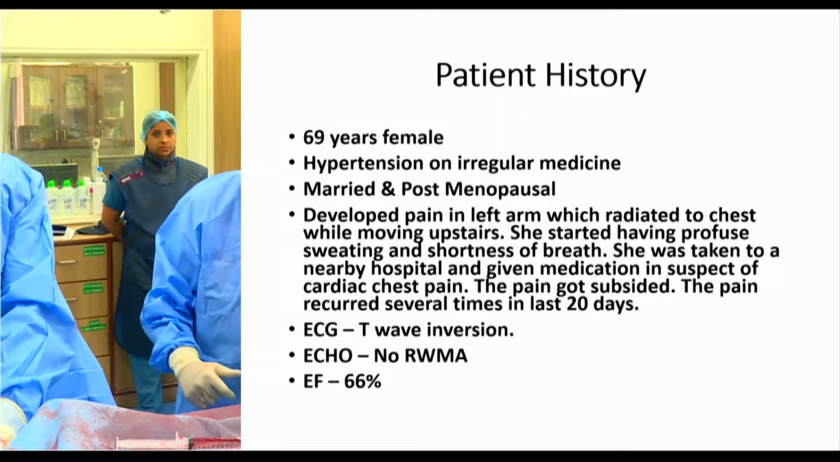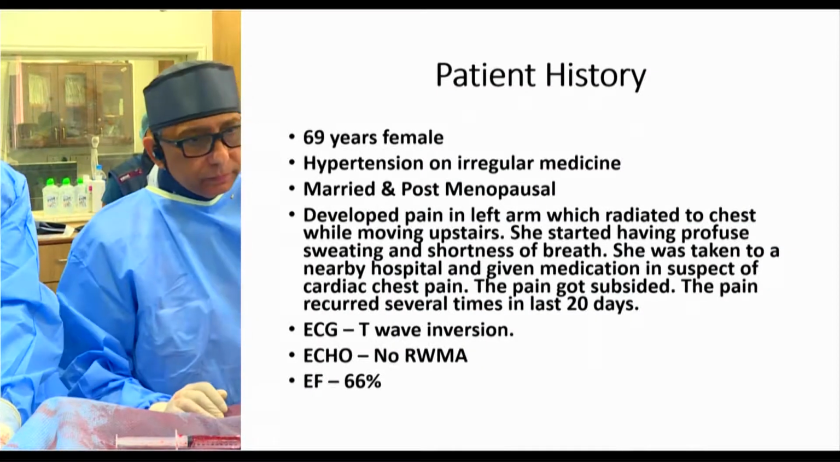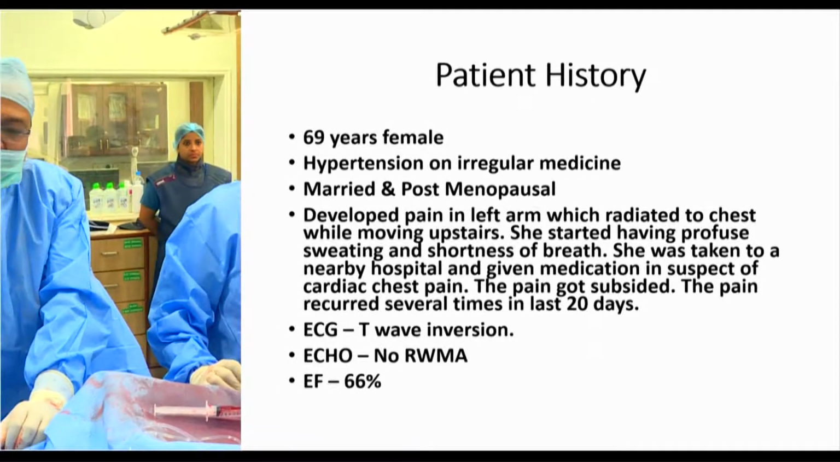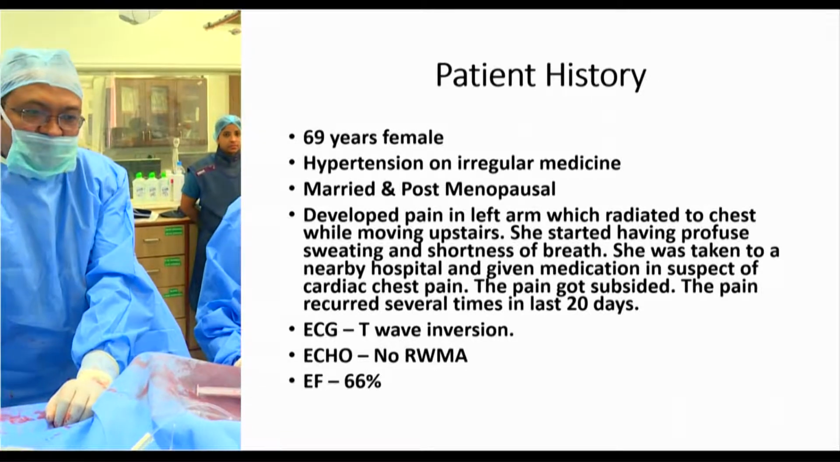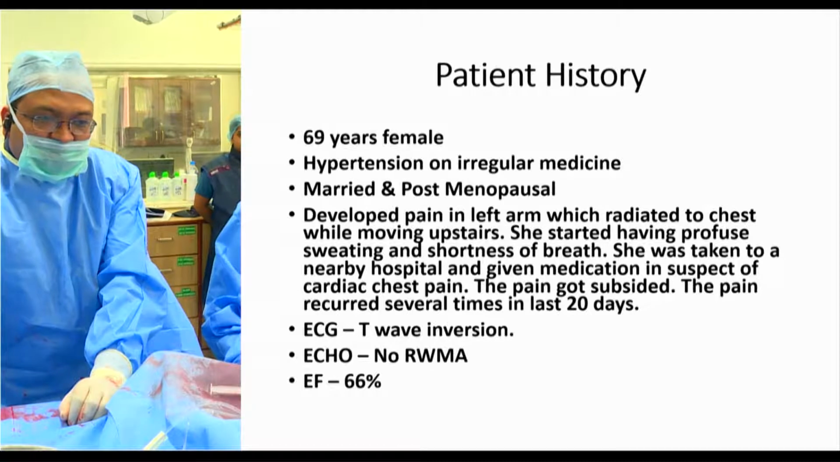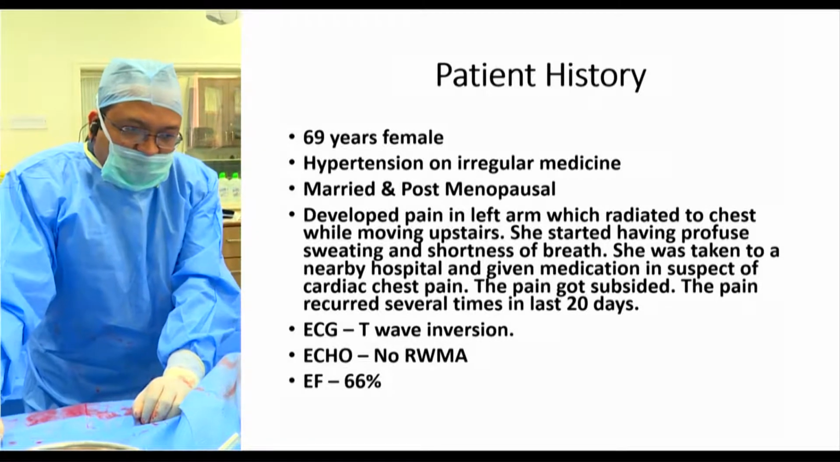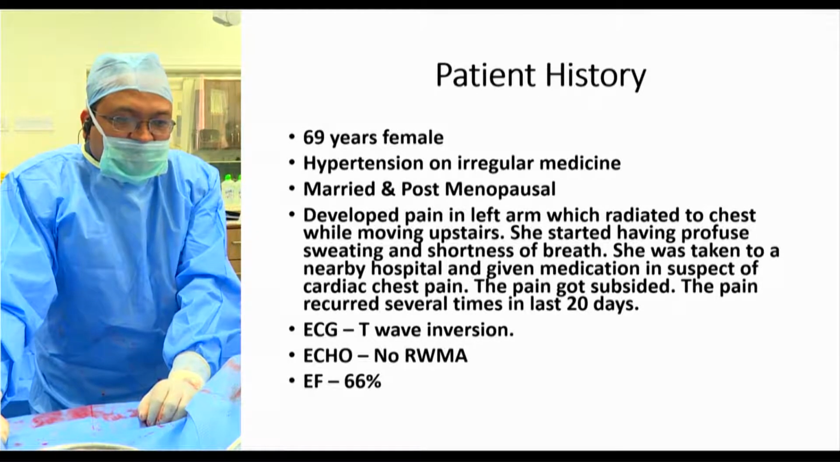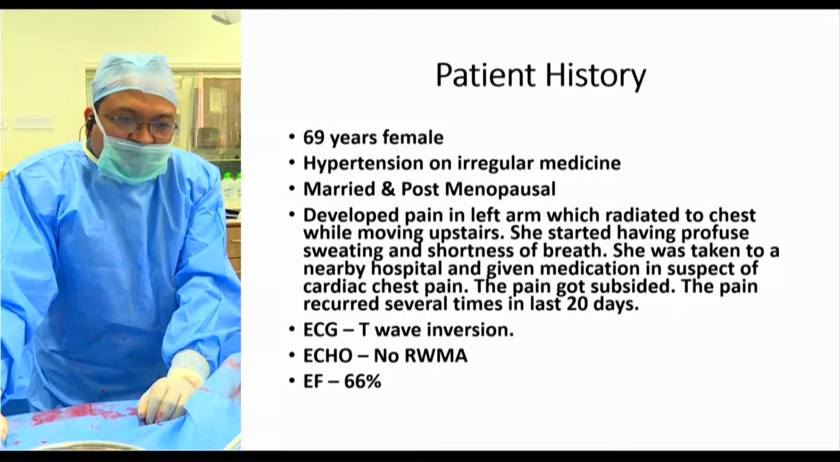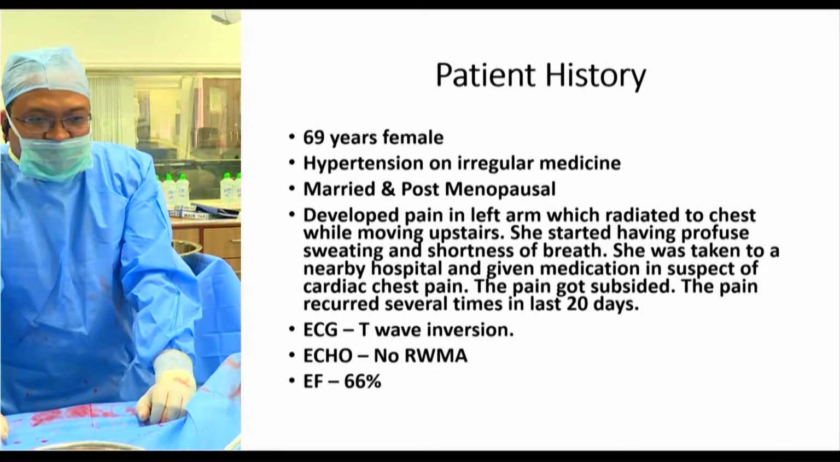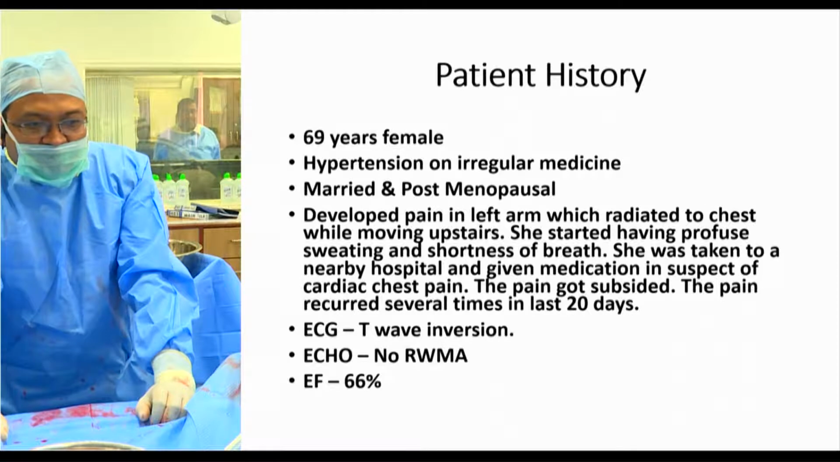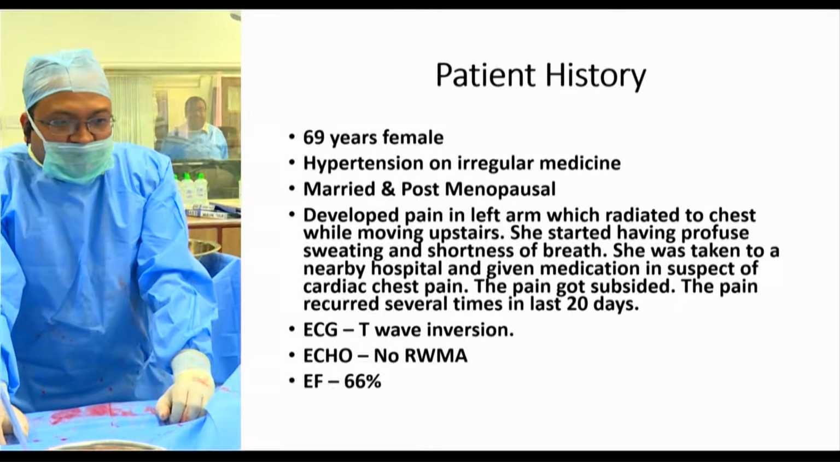So this is a 69-year-old female, hypertensive on irregular medication, married and postmenopausal, who developed pain in the left arm which radiated to the chest while moving upstairs. She started having profuse sweating and shortness of breath. She was taken to a nearby hospital and given medication for suspected cardiac chest pain. The pain subsided, but it recurred several times in the last 20 days.